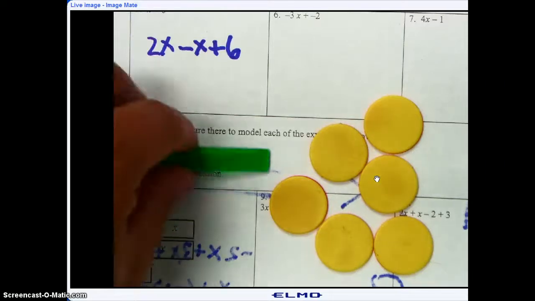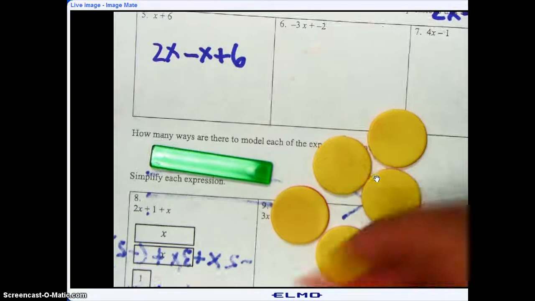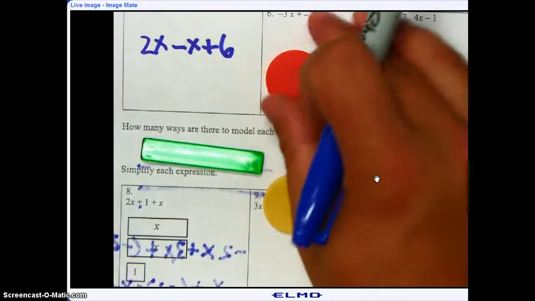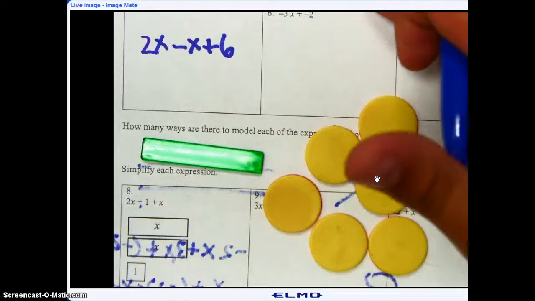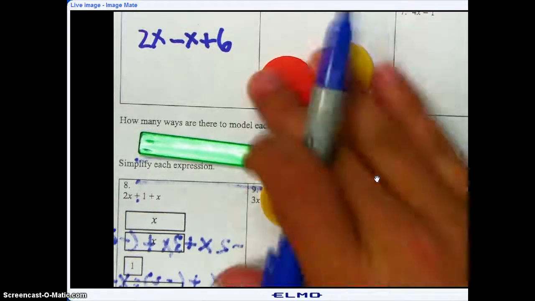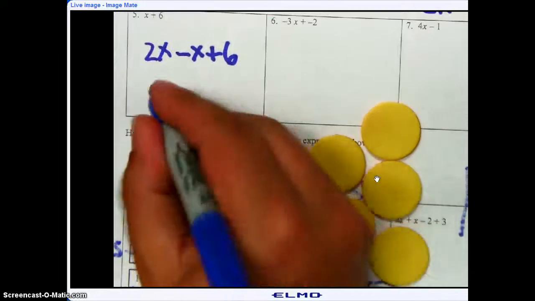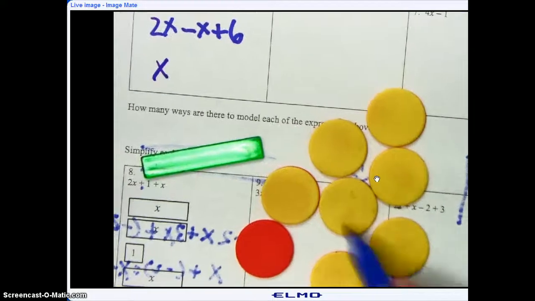All right, so we have 1x plus 6 is what we want. What if I added a 0 pair with numbers? As long as I'm adding 0, does it change this original problem? No. So could I add that? Yes. Let's look and see what this would be. How many x's do I have? 1. So we have 1x. How many positives? 1, 2, 3, 4, 6.